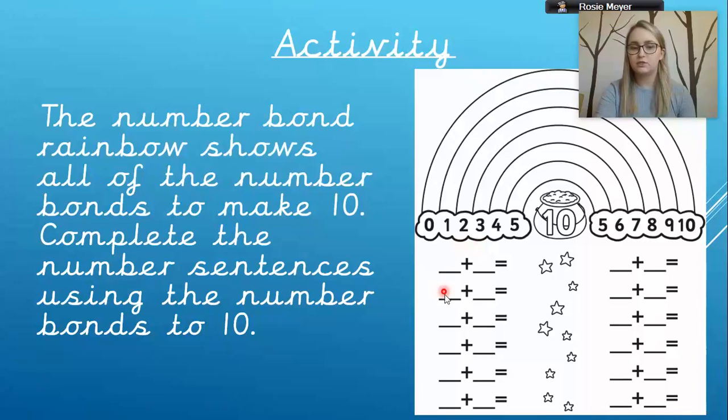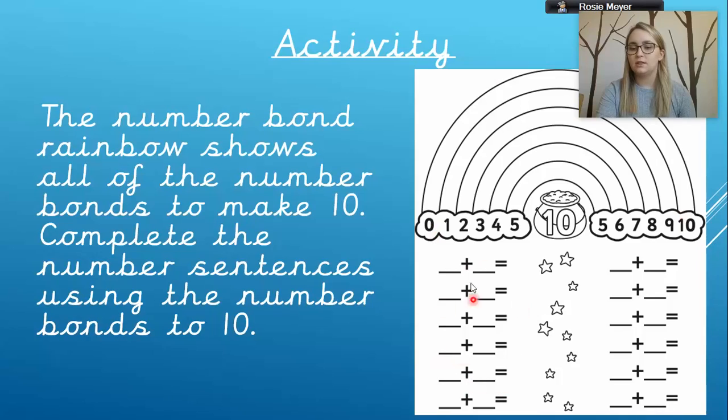Complete the number sentences using the number bonds to 10. So underneath your number bond rainbow, I want you to write all of the number bonds that you can think of that make 10 using the number bond rainbow. So you might want to start by colouring in your number bond rainbow so that you can see the different colours. So you might have a red and then an orange, yellow, green, blue, and a purple. Okay, and that would help you see our number bonds to 10.